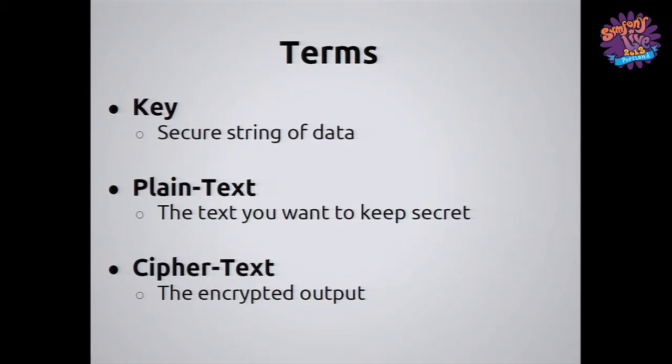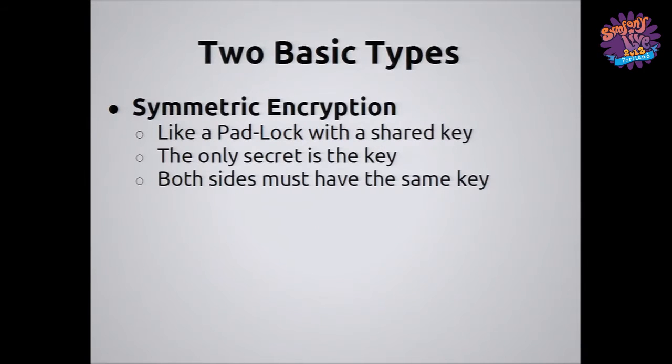The plain text is a text you want to keep secret, and the ciphertext is the result of encryption. That's what we send from person A to person B, or from Alice to Bob, if you've ever read anything. They like to use those two names a lot. So there's two basic types of encryption.